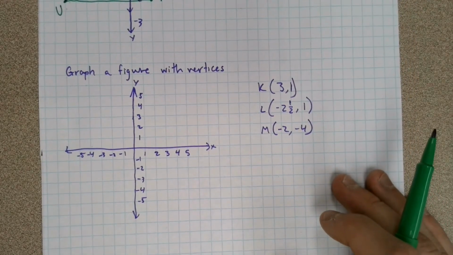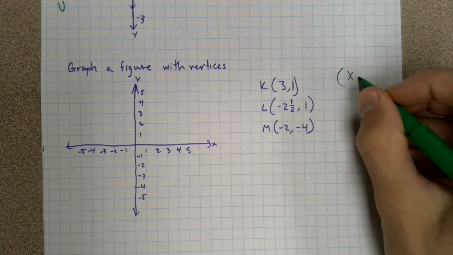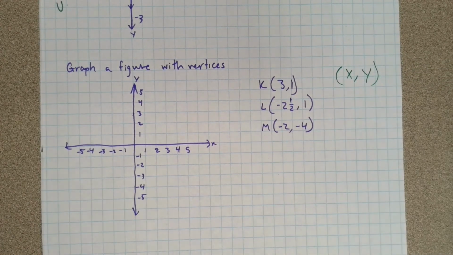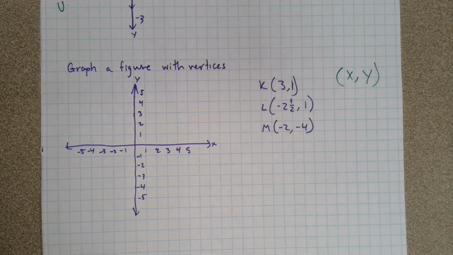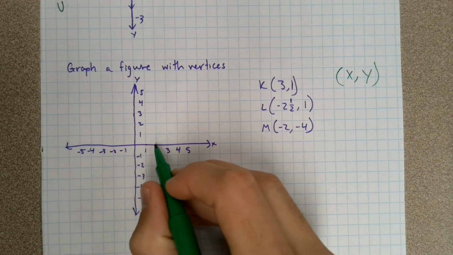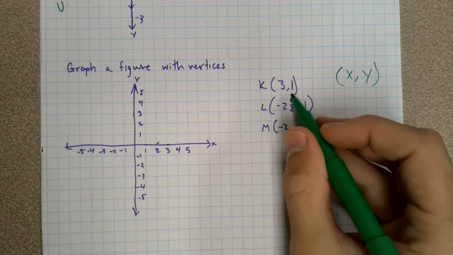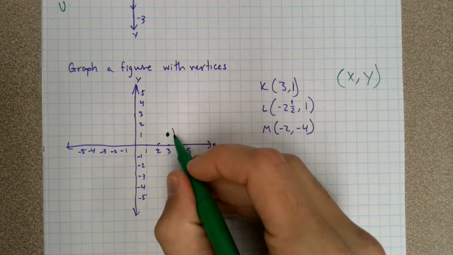All right, last one I have for you. Graph a figure with these vertices. We're doing the same thing. We got our X, Y. I always like to write this right next to mine just so I don't forget. I recommend you do it if that's something that you struggle with. Starting with K, we have 3, 1, 2, 3. Y up 1 right there.